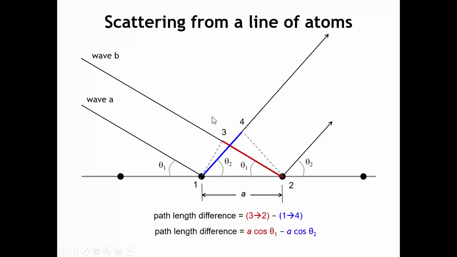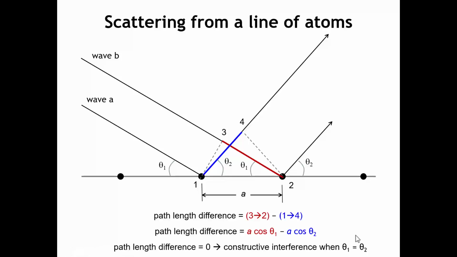Now, trigonometric relationships tell us that this red line here, this is a right triangle, and the hypotenuse of that triangle is A, the spacing between the atoms. So the length of this leg of the triangle is going to be the hypotenuse A times the cosine of theta 1. By the same token, if we look at the right triangle formed from 1, 2, and 4, we see that this blue line is going to be the hypotenuse A times the cosine of theta 2. So the path length difference is given here: A cosine theta 1 minus A cosine theta 2.